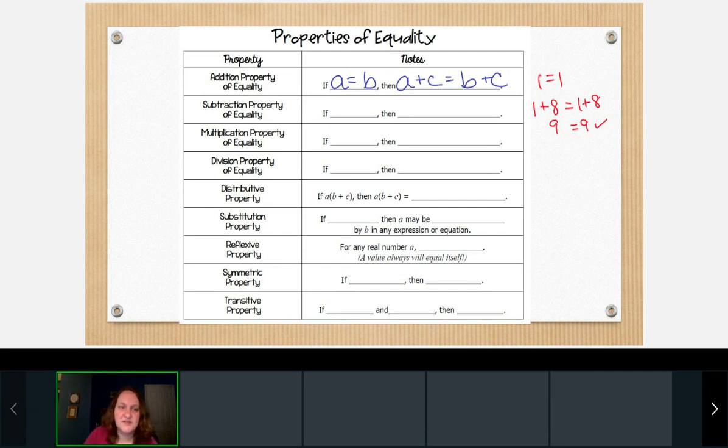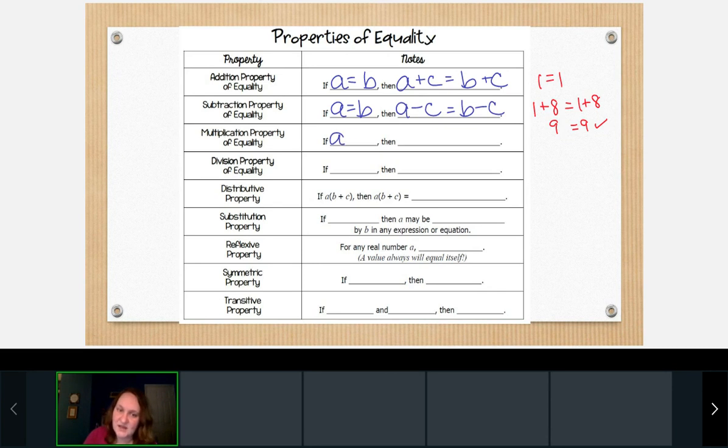Okay. So the subtraction property of equality works the same way. You have an equation. We'll say A equals B. Then when you subtract the same number from both sides, you're still going to have an equal equation. Awesome. Yeah, if you already have these written down somewhere, you already know these, that's great. You're just one step ahead of us.